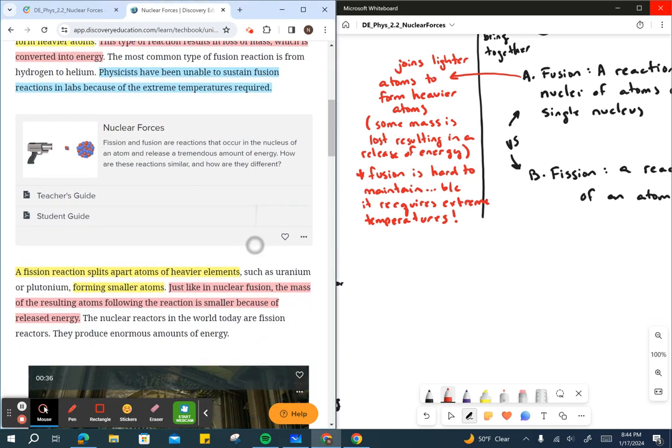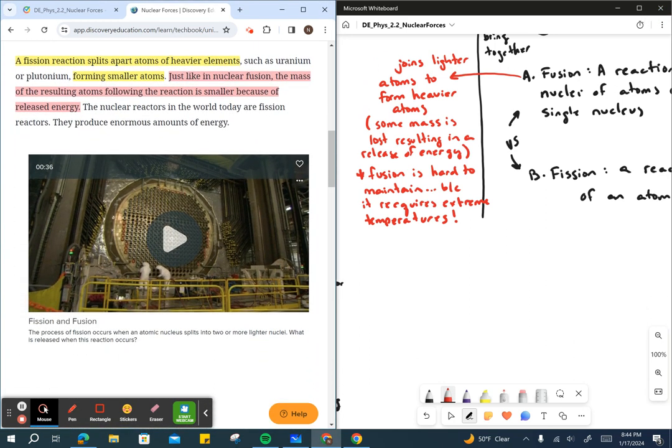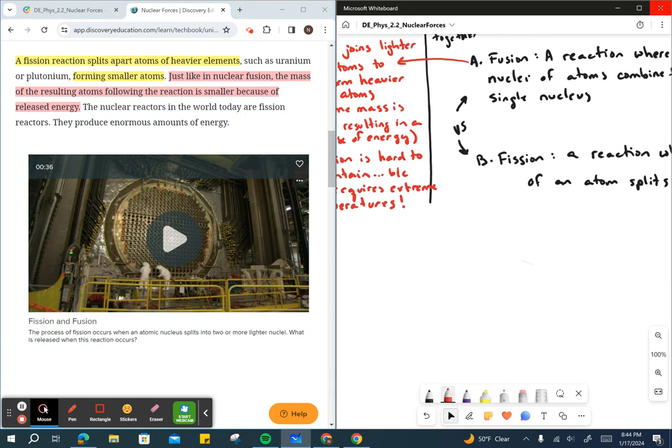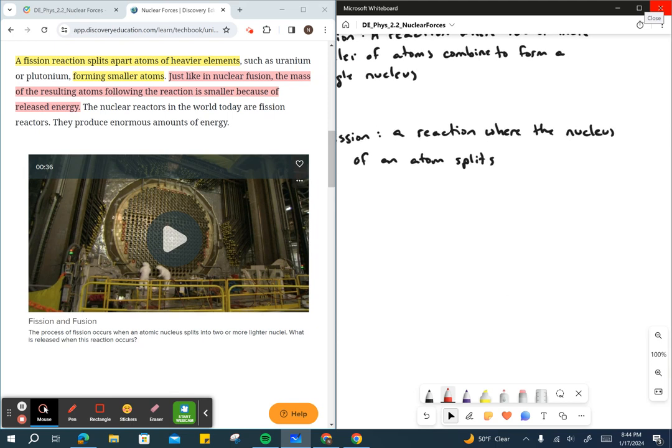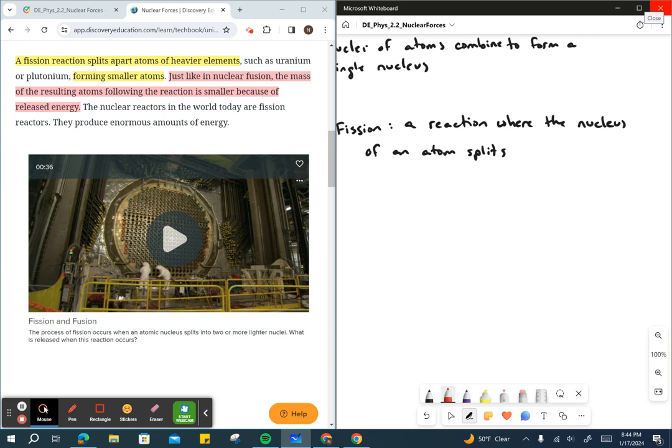Okay, now as we move down here, let's talk about fission. A fission reaction splits apart atoms of heavier elements, forming smaller atoms. A reaction where the nucleus of an atom. So let's put this on the nucleus of an atom. What kind of atom? An atom, a heavy element. Okay, a large one splits.